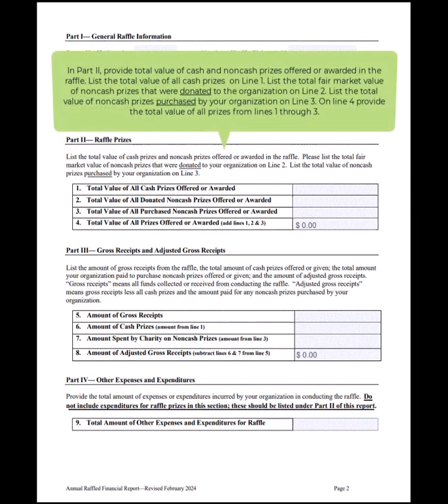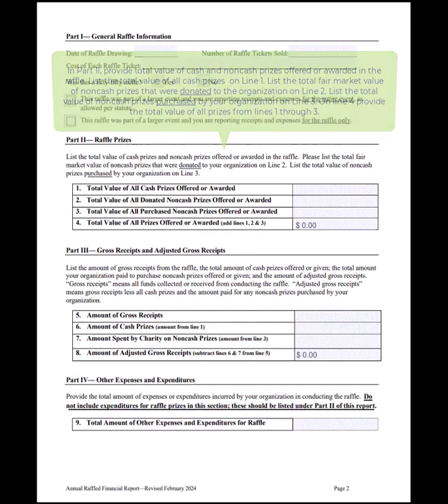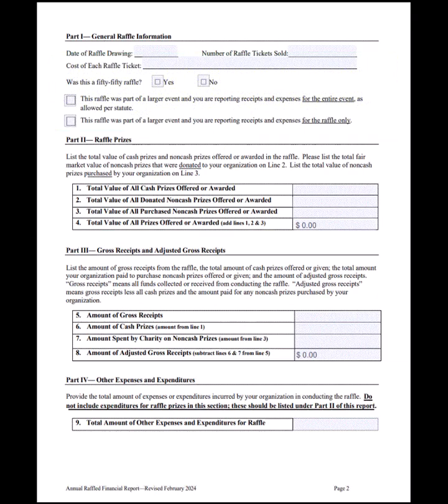In Part 2, provide the total value of cash and non-cash prizes offered or awarded in the raffle. List the total value of all cash prizes on line 1, the total fair market value of non-cash prizes that were donated to the organization on line 2. List the total value of non-cash prizes purchased by your organization on line 3. And on line 4, provide the total value of all prizes from lines 1 through 3.